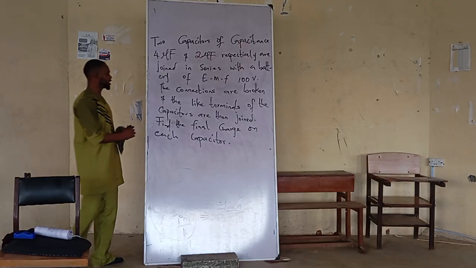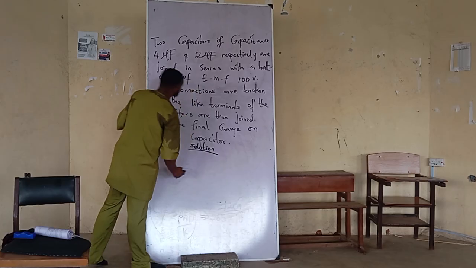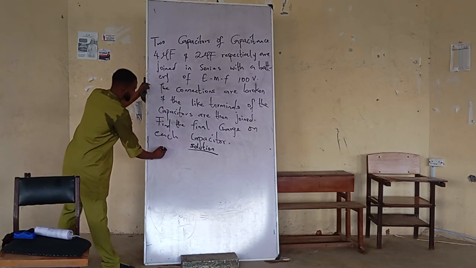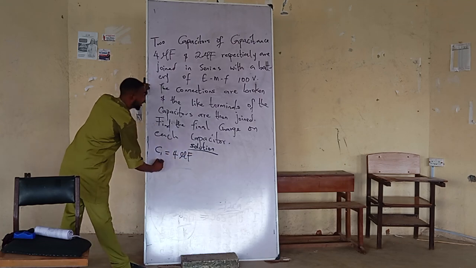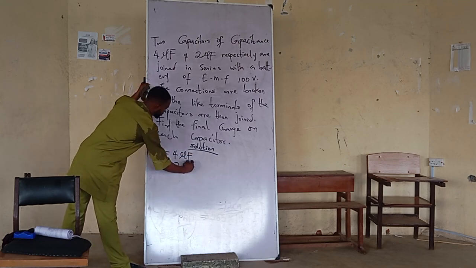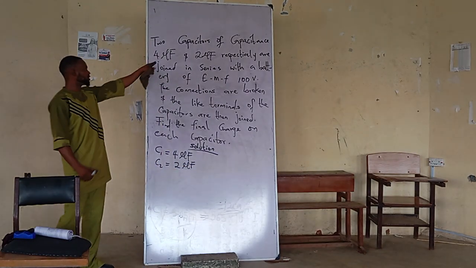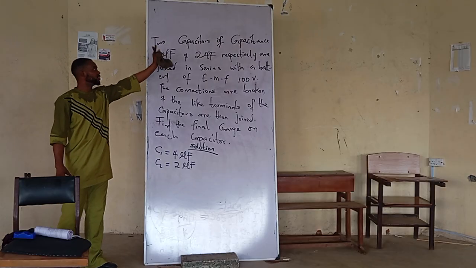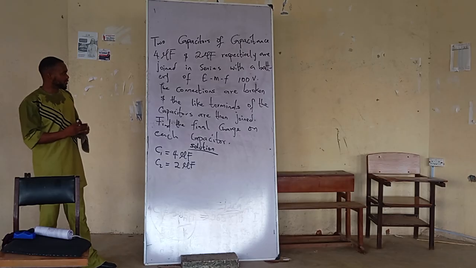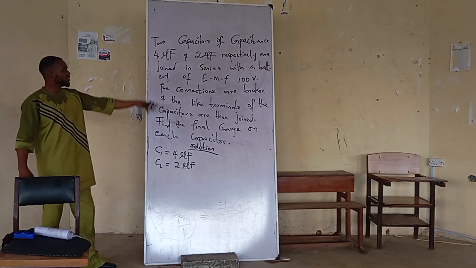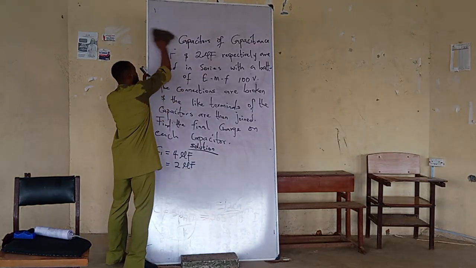But yeah, the first thing is to write the solution. So I bring out C1 equals 4 microfarad. I bring out C2 equals 2 microfarad. In some textbooks, you see this written as μ. This is how it should be written. μ is for micro. So, they said the capacitors are joined in series with a battery. Please, I want to clean this part so that I can use the board properly. I will illustrate this.